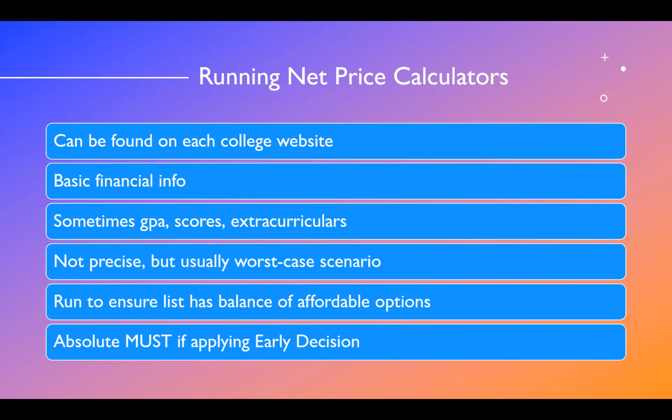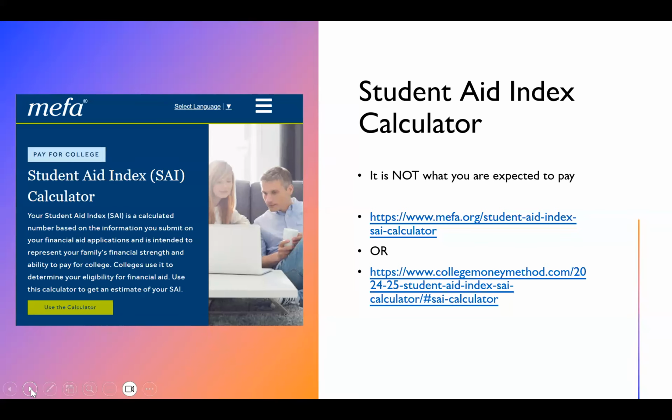We need schools that are likely for financial reasons. If you are contemplating having your student apply early decision, then you must run the net price calculator. So how do we do the federal methodology, calculating what this family would qualify for in need-based aid?